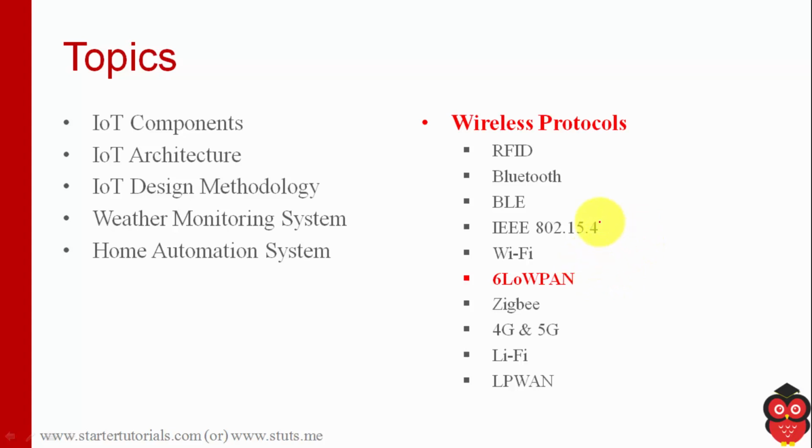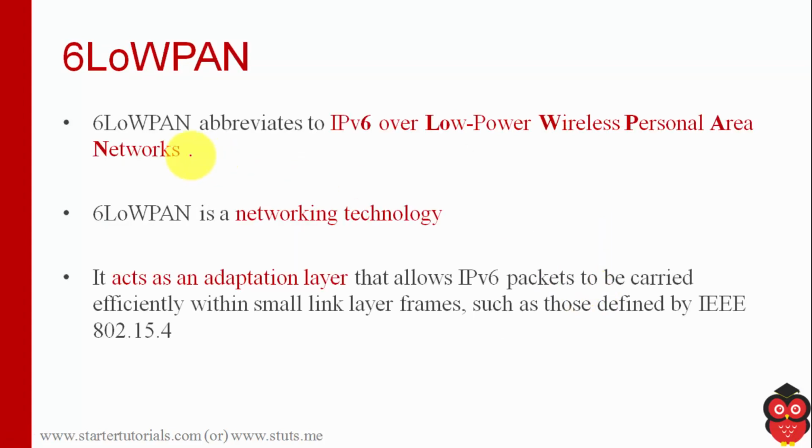Last session, we have seen IEEE 802.15.4, which is also called LR-WPAN, and we have also seen about Wi-Fi. So today we are going to look at a networking technology, 6LoWPAN. The abbreviation of 6LoWPAN is IP version 6 over low power wireless personal area networks, and it is a networking technology.